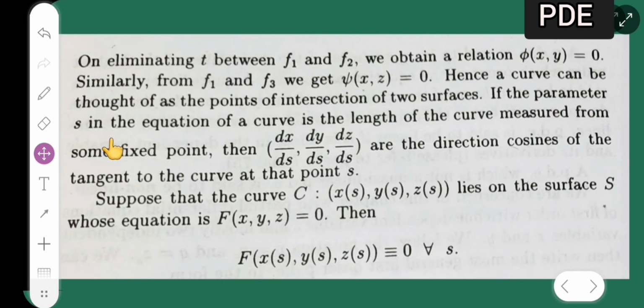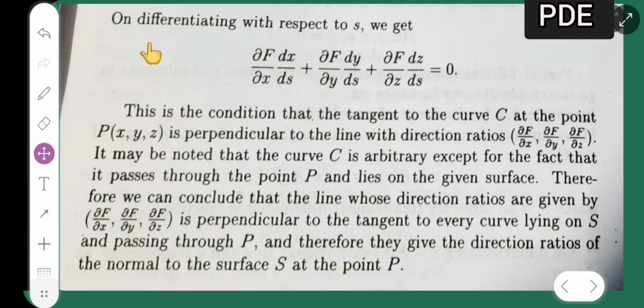If the parameter s in the equation of a curve is the length of the curve measured from some fixed point, then dx by ds, dy by ds, dz by ds are the direction cosines of the tangent to the curve at that point s. Suppose that a curve C, where x of s, y of s, z of s, lies on the surface S whose equation is f of x comma y comma z is equal to 0, then f of x of s, y of s, z of s is equal to 0 for all s.